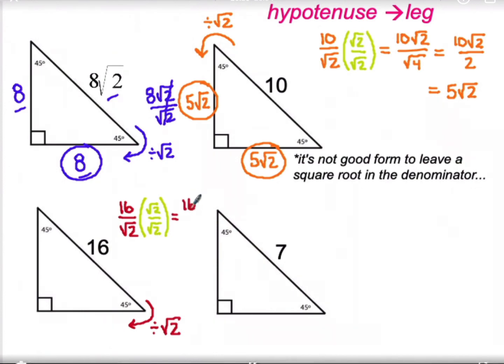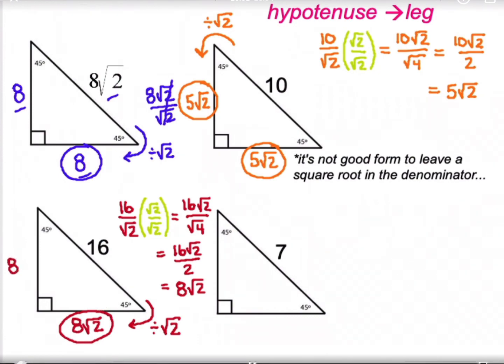On the top, I'm getting 16 square root of 2. On the bottom, I'm getting square root of 4. And again, the square root of 4 is just 2. And I can reduce that 16 over 2 to 8. And so I get 8 square root of 2 for those two legs.